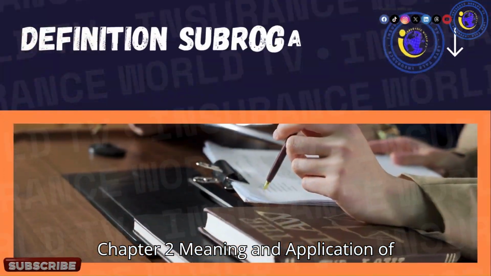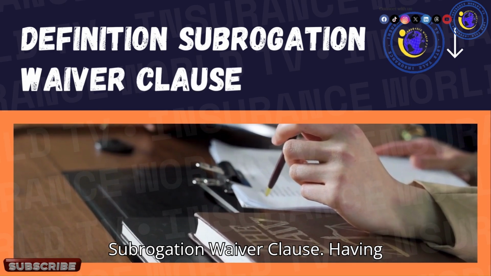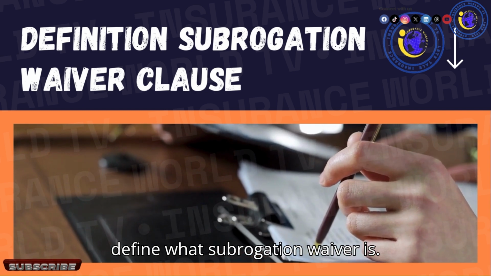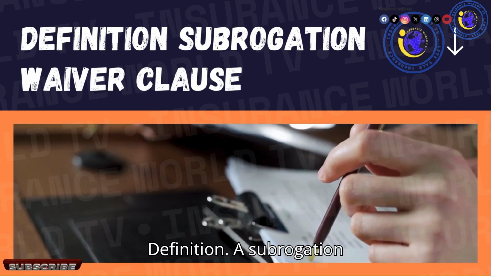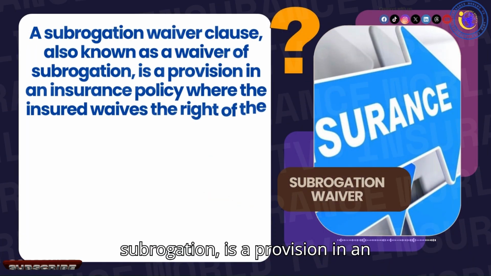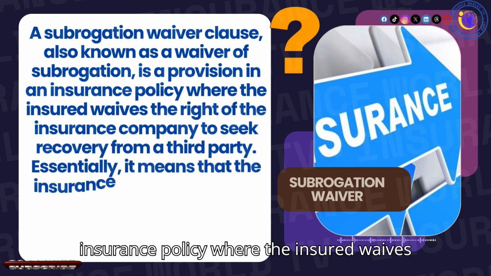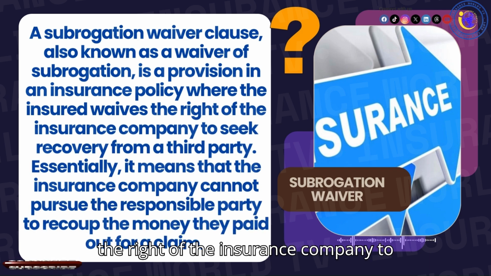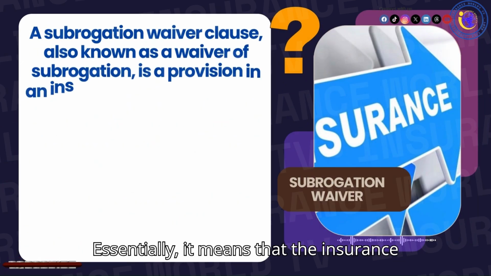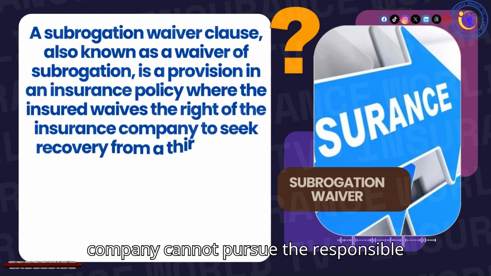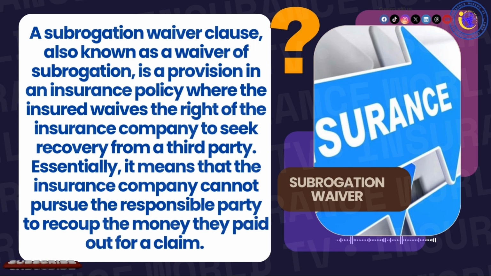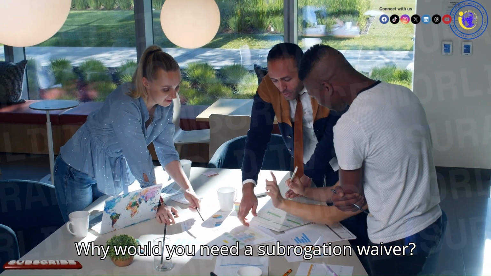Chapter 2: Meaning and application of Subrogation Waiver Clause. Having understood what subrogation is, let's now define what subrogation waiver is. Definition: a subrogation waiver clause, also known as a waiver of subrogation, is a provision in an insurance policy where the insured waives the right of the insurance company to seek recovery from a third party. Essentially, it means that the insurance company cannot pursue the responsible party to recoup the money they paid out for a claim.